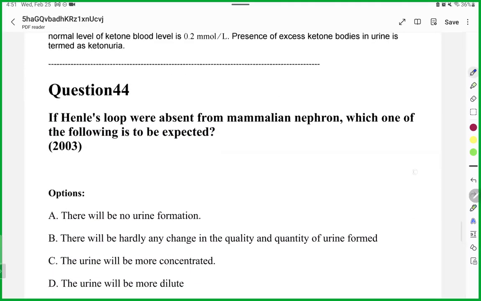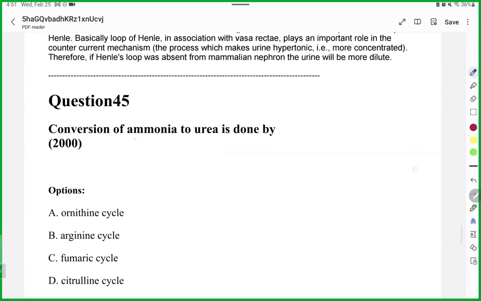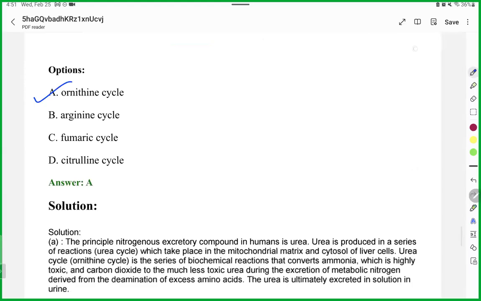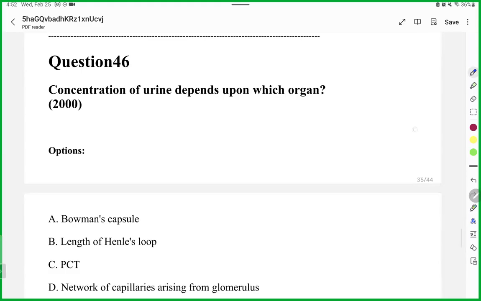If Henle's loop were absent from the mammalian nephron, which one of the following is expected? Without Henle's loop, the urine will be more dilute. Yes, more diluted. What converts ammonia into urea? Ornithine cycle, right? Ornithine cycle. Next.